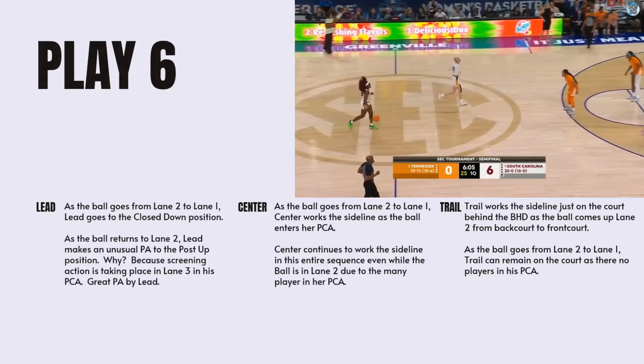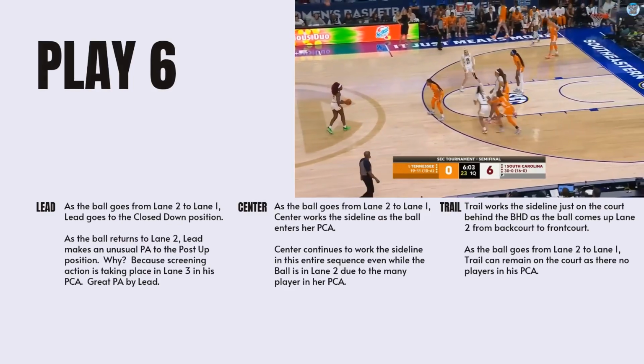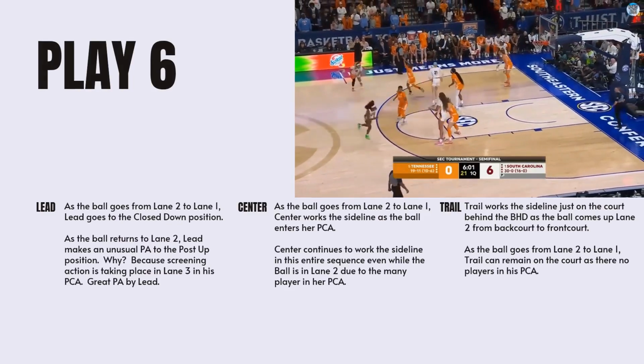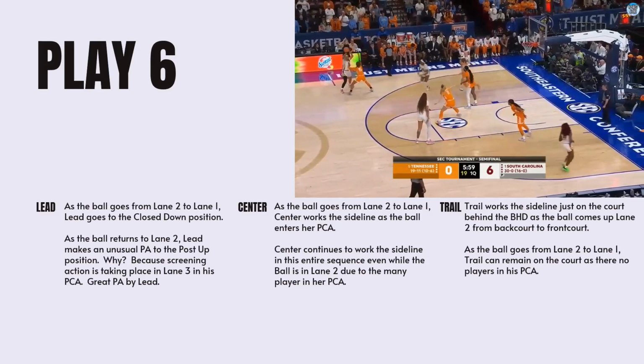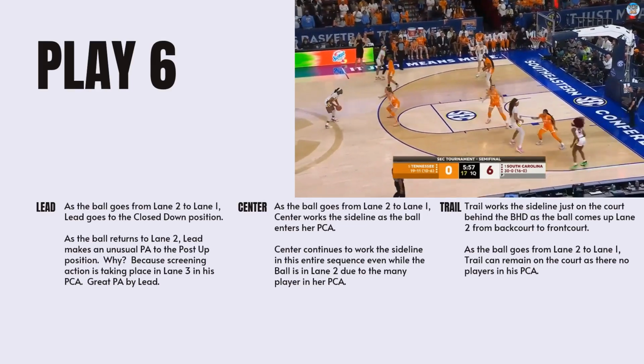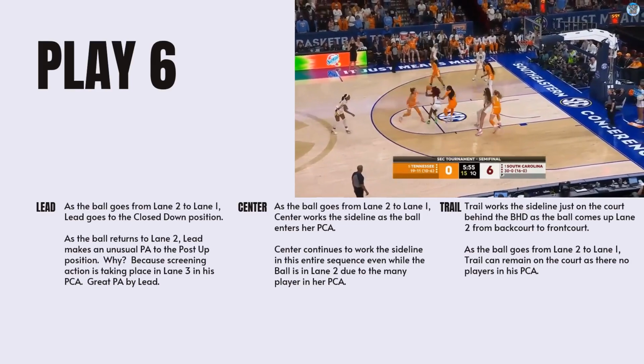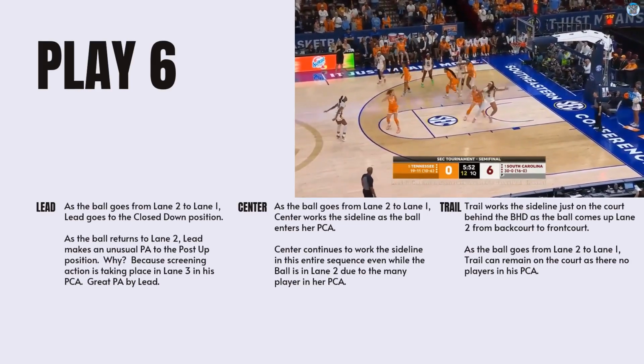Trail works the sideline just on the court behind the ball handler dribbler as the ball comes up lane 2 from backcourt to front court. The ball goes from lane 2 to 1, and Trail can remain on the court as there are no players in his primary coverage area.